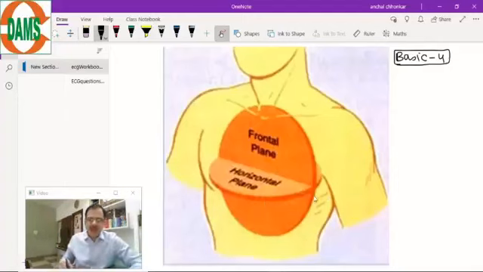And second is a horizontal plane of the heart. Horizontal plane means from the endocardium to the epicardium. So there are two planes in which the current will be traveling, the ions will be traveling to produce a sort of a current.